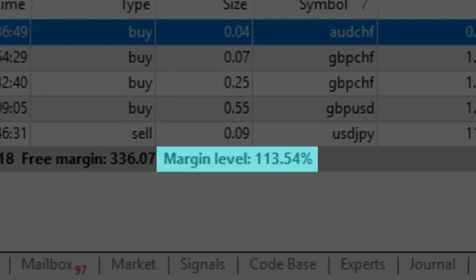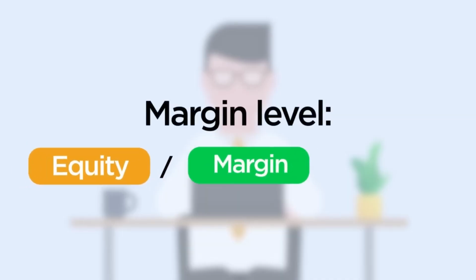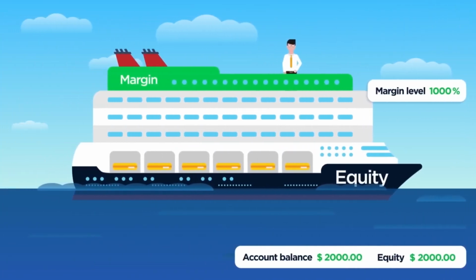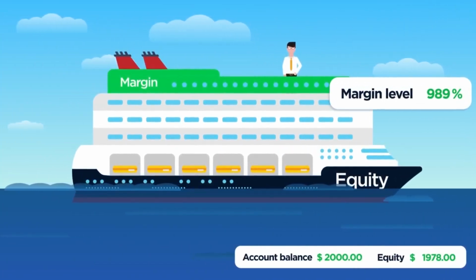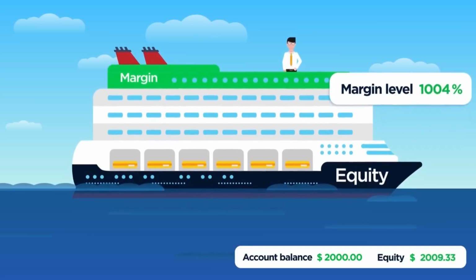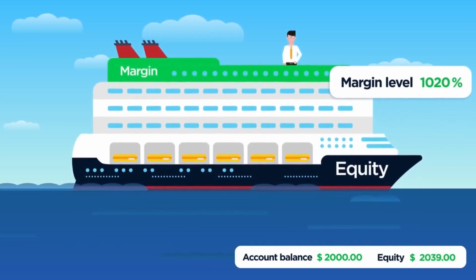Always track your equity and margin level. Margin level shows whether your equity is enough to support your open orders. If your equity becomes less than a margin required for all opened orders, you will get a margin call. Whenever you open a new order, make sure your margin level is 500% or higher. It is a good practice to keep your margin level at around 1000%.